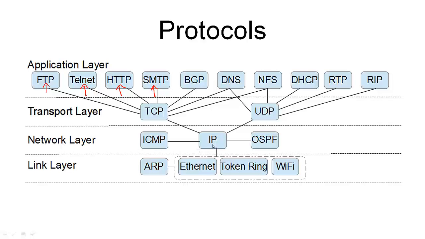At the network layer, you have the IP protocol, which is the most important. This is a routing protocol that uses IP. At the link layer also, we have many protocols: Ethernet, token ring, Wi-Fi, so on and so forth. So as you can see, there are plenty of protocols as part of the internet protocol stack.